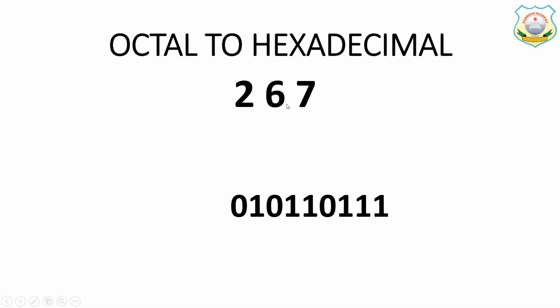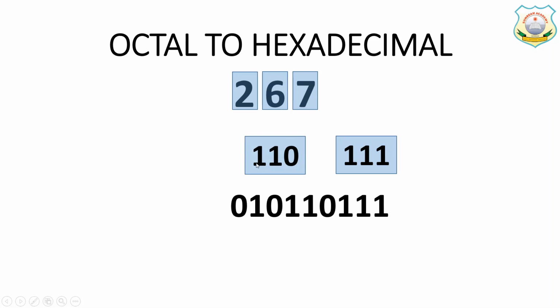So simple, 7 is 111. 6 is 110, right? And 2 is 010, right? So 7 is 111, 6 is 110, 2 is 010. And then we are going to take this number together. So that's the same number, children. So 010, then 110, and 111. Now this is what we got after converting the octal number into binary.